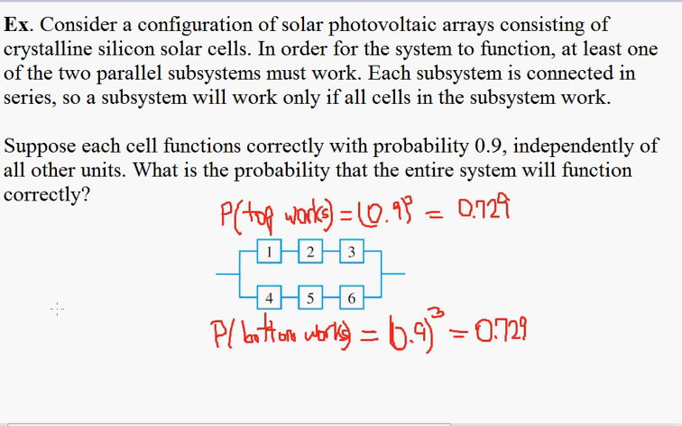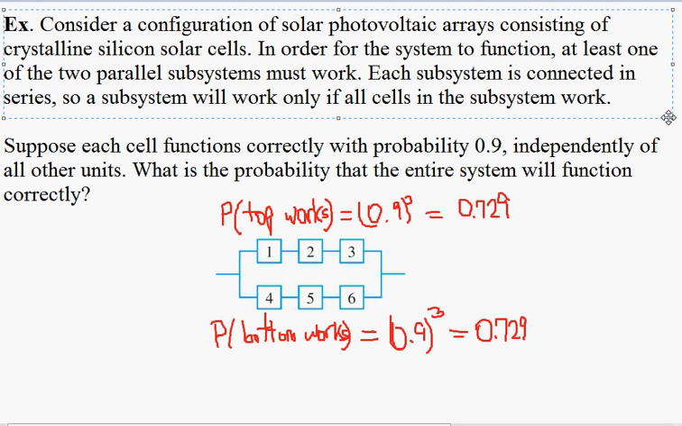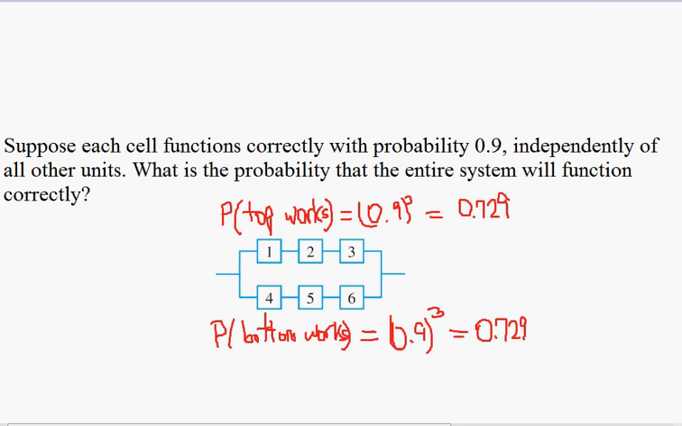Okay, so now let's figure out the probability that the entire system works. So let me clear out some space on the top. The probability that the system works, well, there's 2 ways for the system to work. The top could work or the bottom could work. Now that's an OR question. The top could work or the bottom could work. So that's the probability that the top works plus the probability that the bottom works.